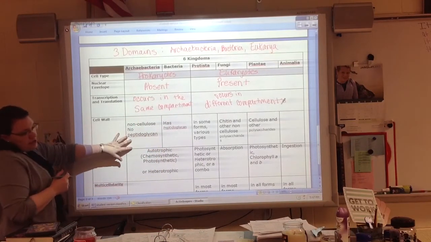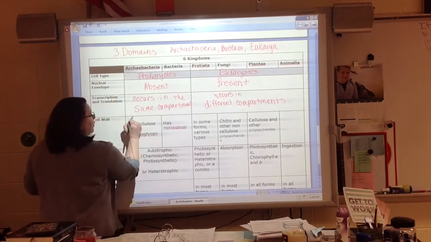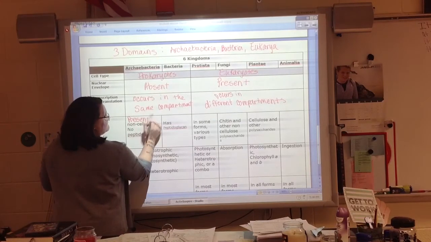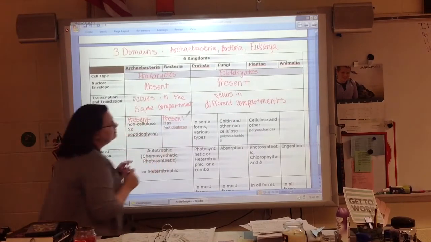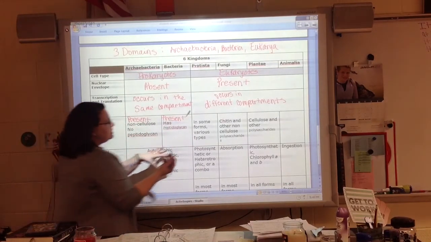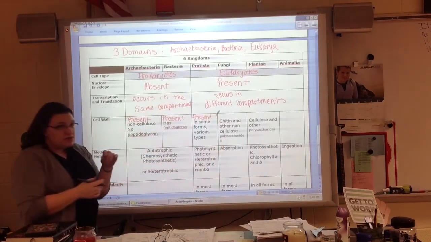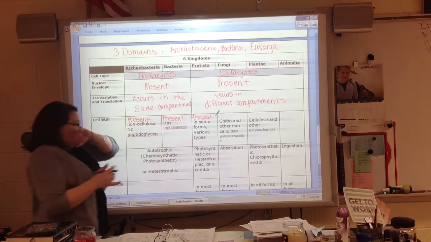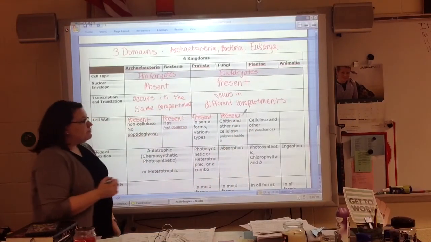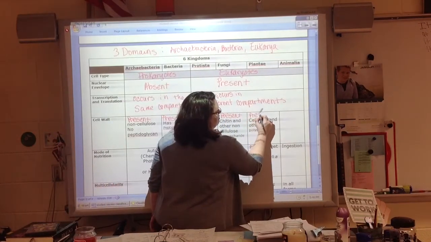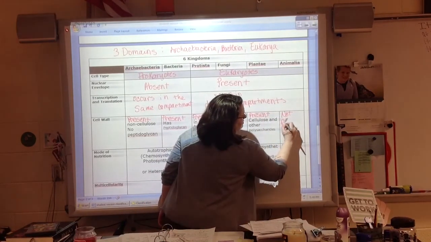The cell wall in archaeobacteria, it's present. It's also present in bacteria. For Protista, it's present in some forms. It's present in fungi in the form of chitin. It's present in Plantae in the form of cellulose, and not present in Animalia.